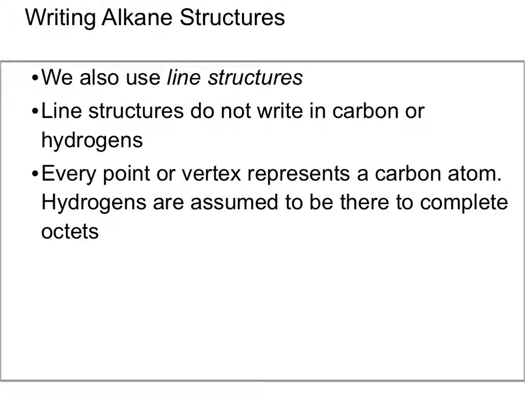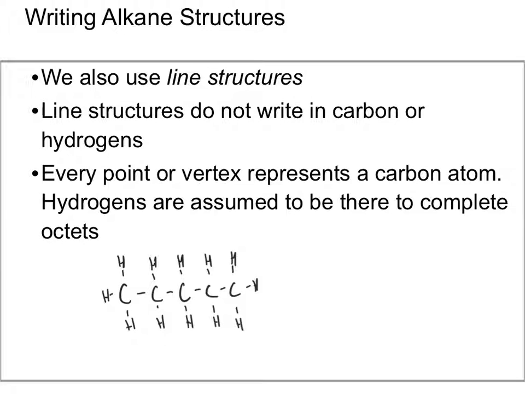We will also very often use line structures to represent our molecules. Since carbon and hydrogen are ubiquitous in organic chemistry, it becomes kind of a nuisance to write them in all the time when we're writing structures. And so a line structure does not actually write in any carbon or hydrogens which are attached to carbons. In a line structure, every point or vertex represents a carbon atom. The hydrogens are then assumed to be there in order to complete the octets. In other words, we were just looking at pentane on the last slide, and here's the Lewis structure of pentane.